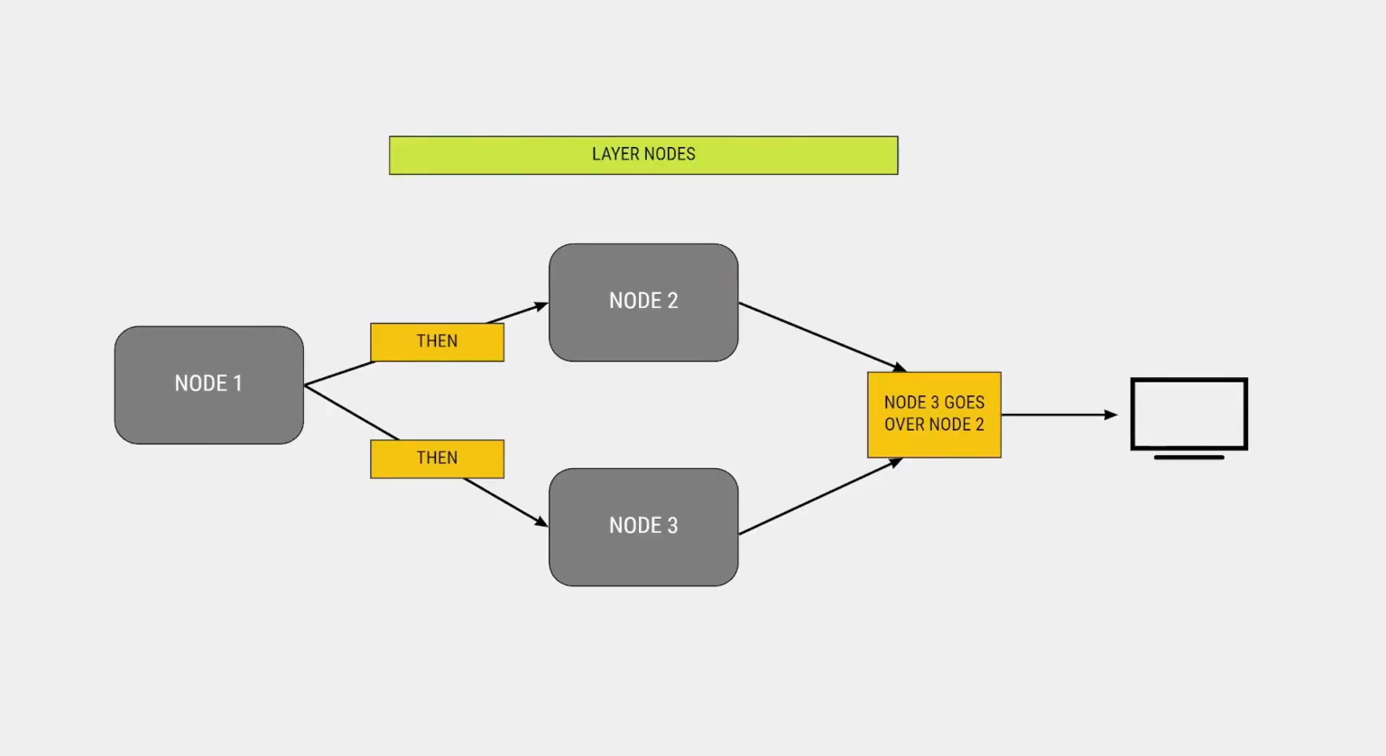Resolve also has layer nodes. And on the node graph, it looks similar to a parallel node. And in some ways it is, because node 2 gets the image from node 1, node 3 gets the image from node 1. But instead of these being mixed together, the image that node 3 produces is used as a layer on top of node 2.